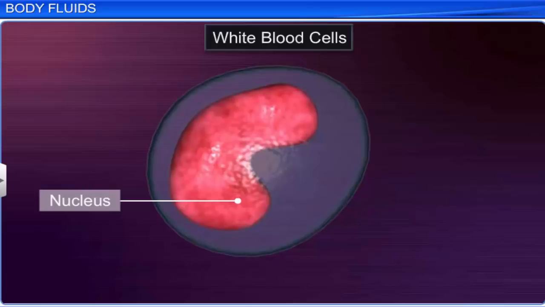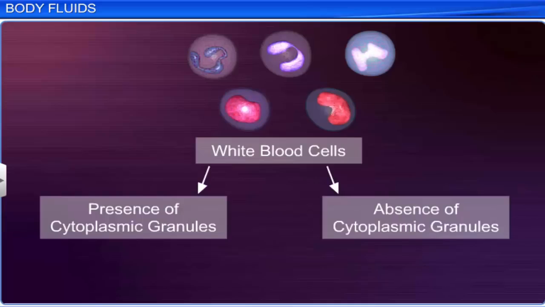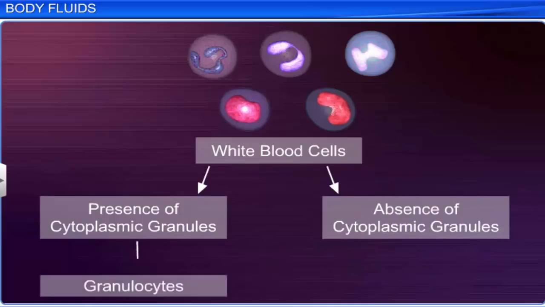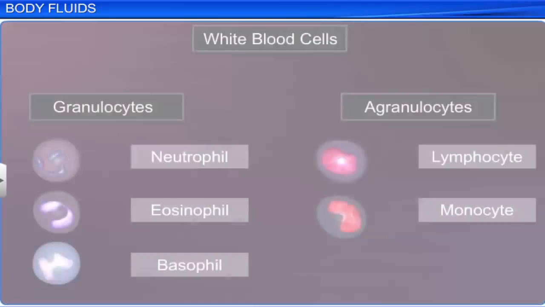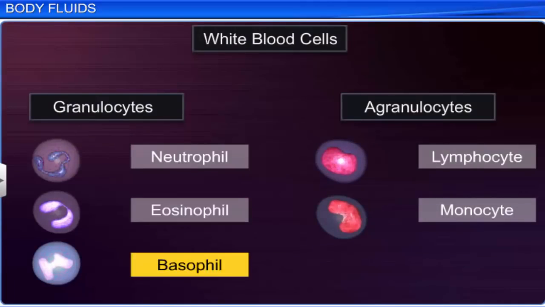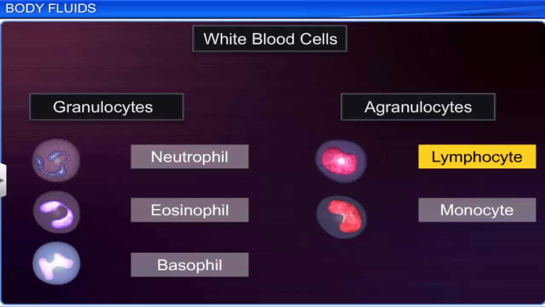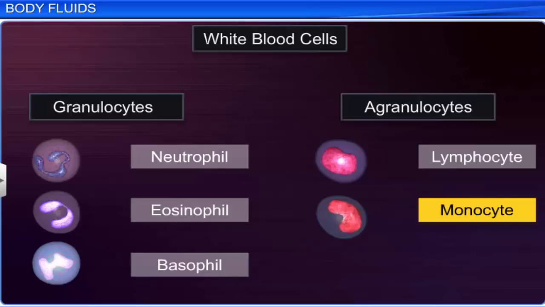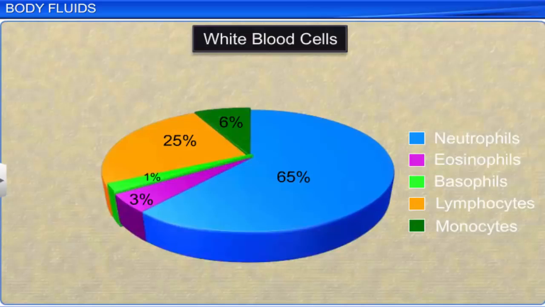There are 5 types of leukocytes. Based on the presence or absence of granules in their cytoplasm, these cells are further grouped as granulocytes and agranulocytes respectively. Neutrophils, eosinophils, and basophils are called granulocytes, while lymphocytes and monocytes are called agranulocytes. The chart displays the composition of different types of WBCs in blood.